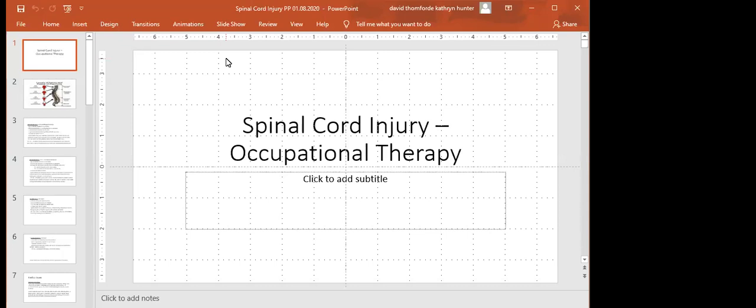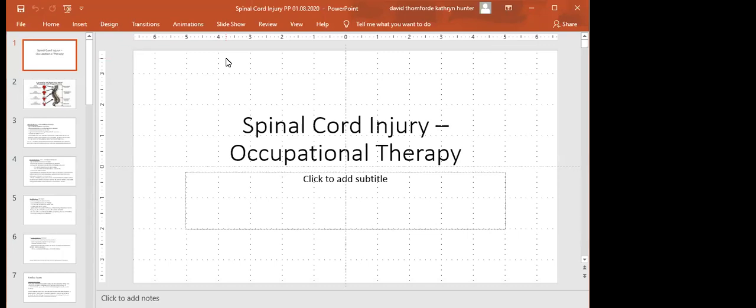We also talked about stages of injury. An acute injury where somebody's just had the injury, there's often swelling in the spinal cord, which will further decrease function in the spinal cord until the swelling goes down. And usually we do not do much treatment in occupational therapy during that period. We wait until the swelling has gone down, and then we see what level of function the person has.